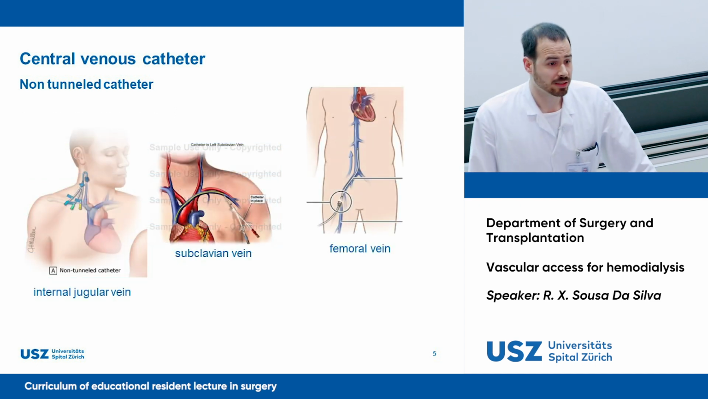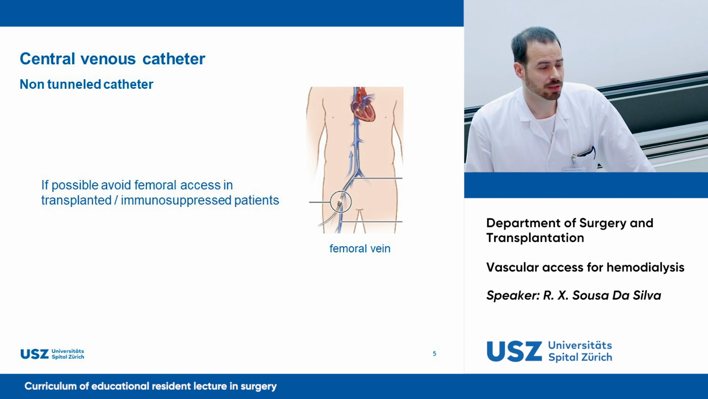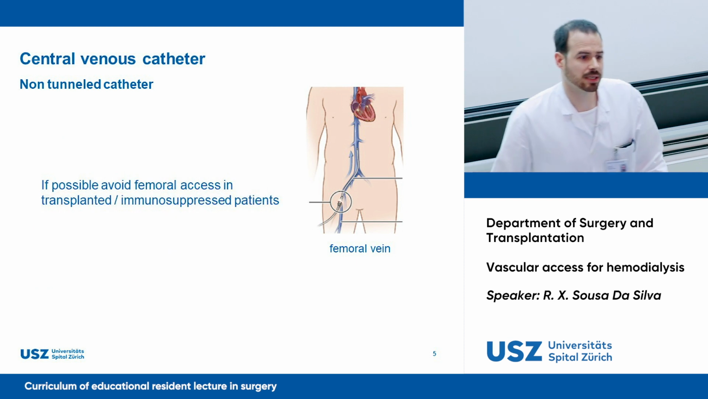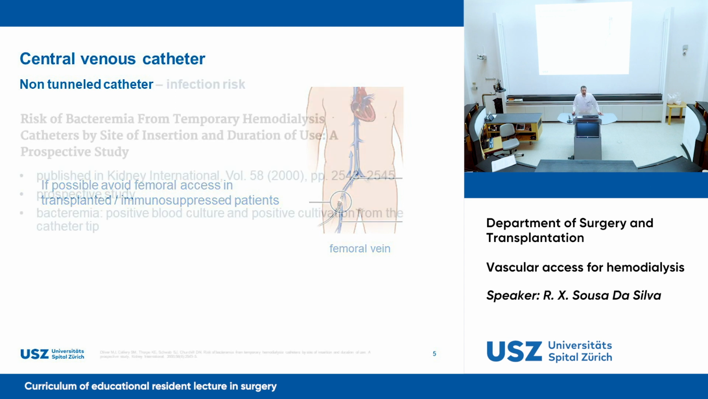The implantation site is variable, mostly in the internal jugular vein. You can also implant it in the subclavian vein, or if needed, in the femoral vein. But if possible, avoid femoral access, especially in transplanted or immunosuppressed patients, because of the higher risk of infection.